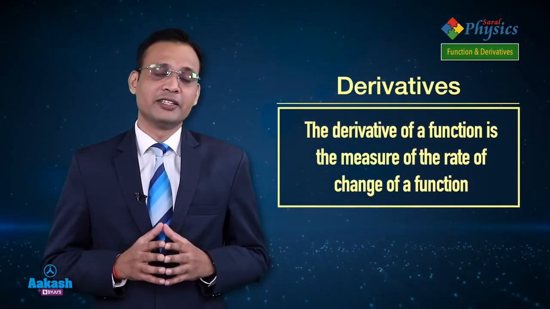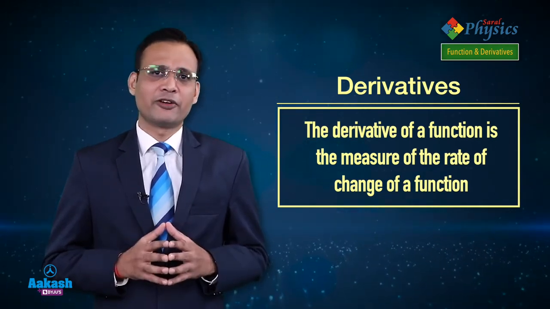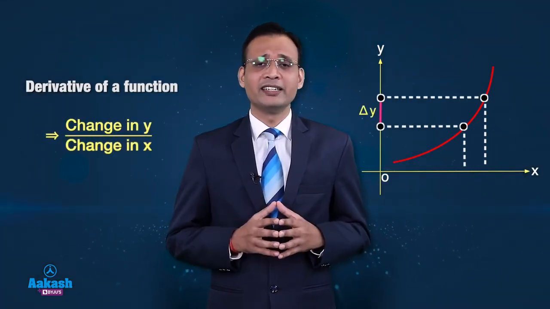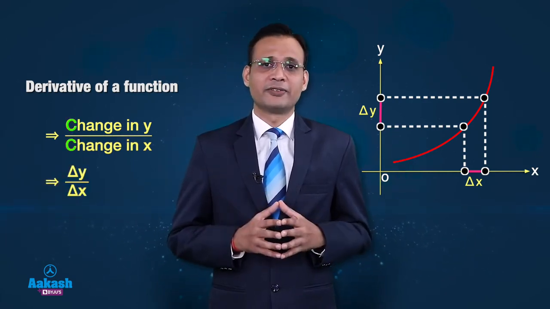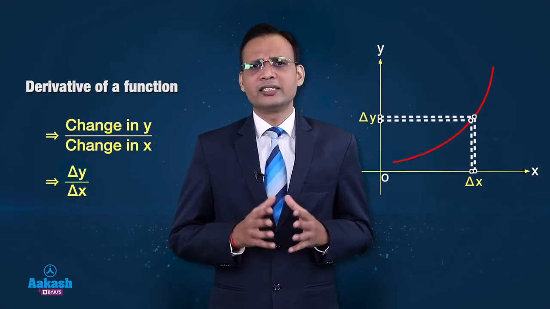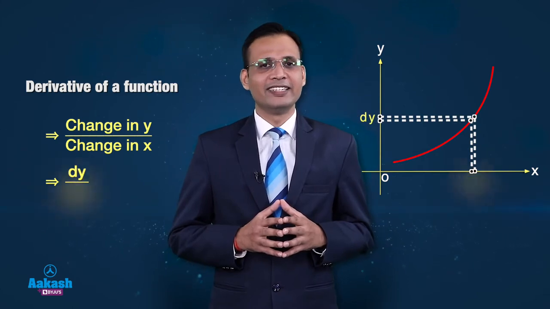Now let's get back to our definition of derivatives, which says the derivative of a function is a measure of the rate of change of a function. That means the study of corresponding changes in y with respect to changes in x. And here we can use delta just to represent the word change. And if the changes are very small, these delta y and delta x will be written as dy and dx.